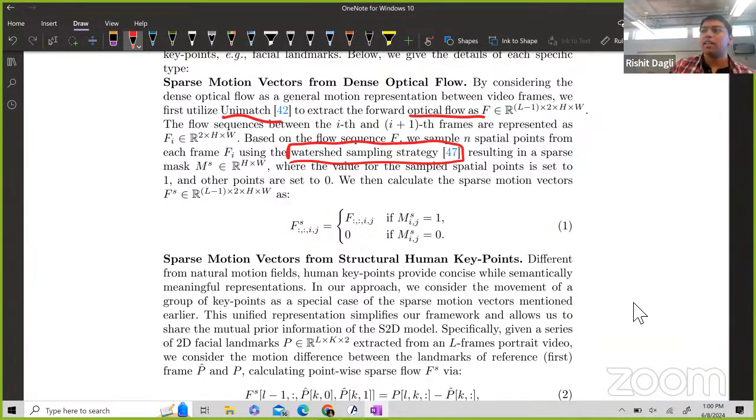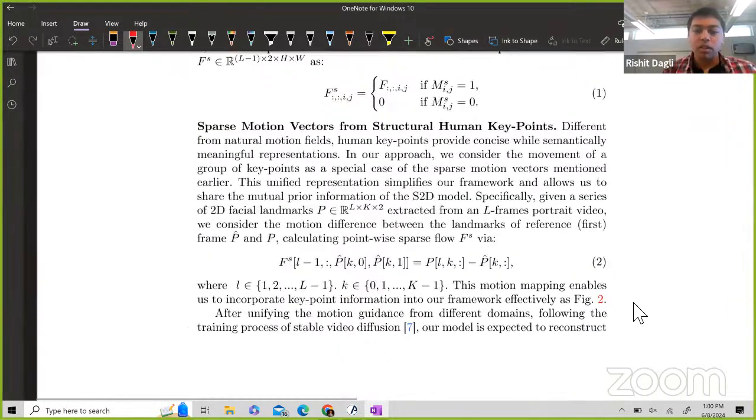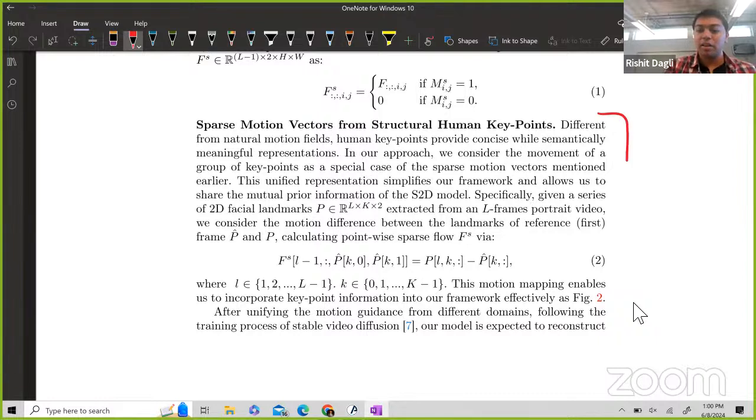So you can train the entire thing, but you don't have to train Stable Video Diffusion. You only have to train the adapters for this. And they talk about doing the human keypoint thing, so this is not natural motion fields. Yeah, different from natural motion fields. But the training for this is pretty much similar.